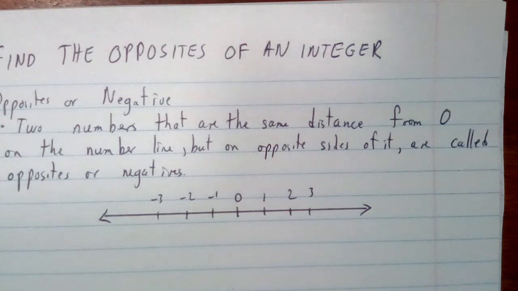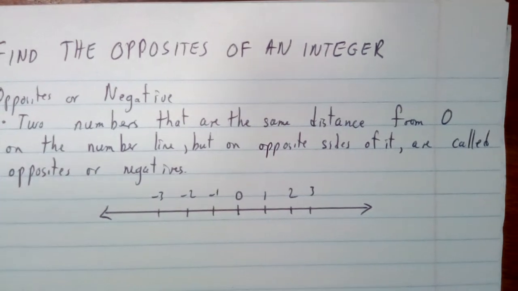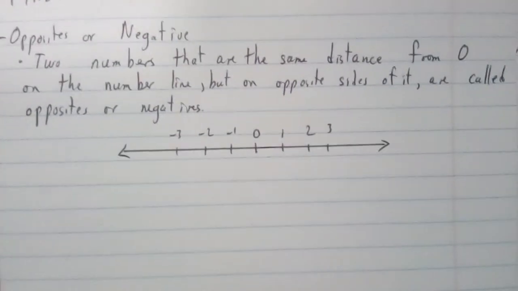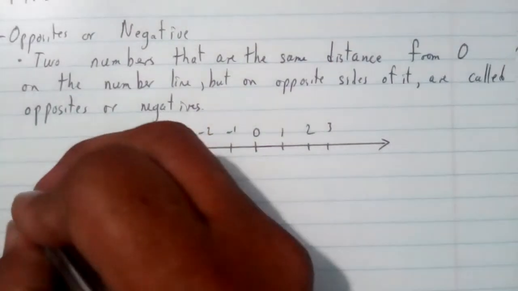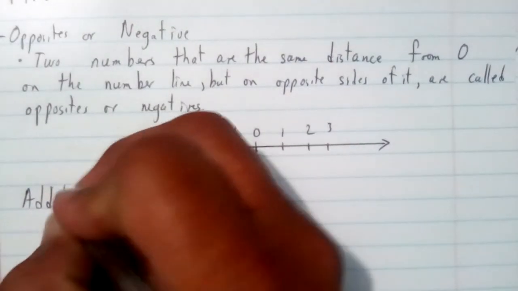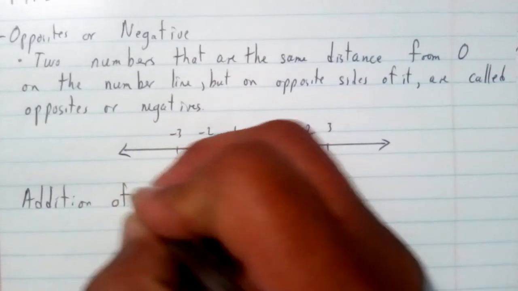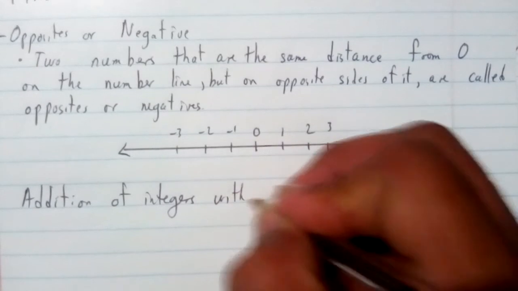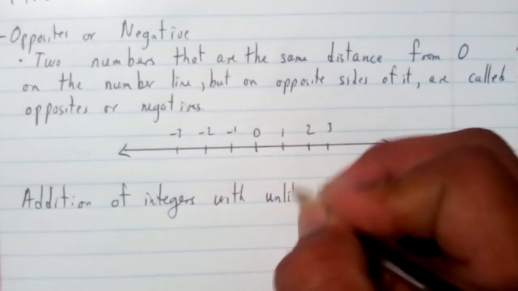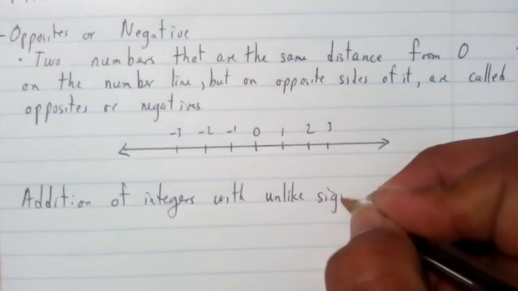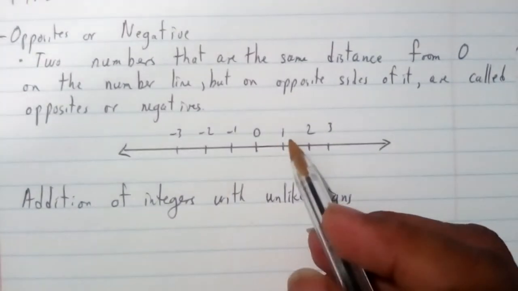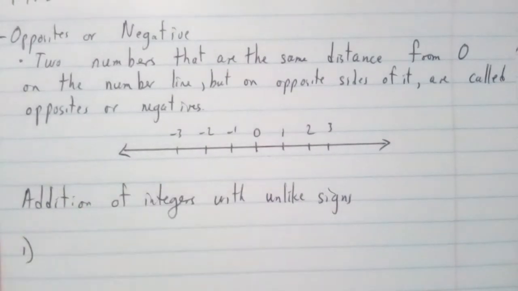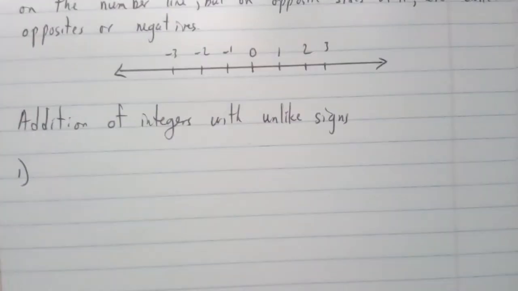Okay, so how do we do this? So we're going to use this approach and then add the numbers. So, addition of integers with unlike signs. What do we mean by unlike signs? It means that one of them is positive and one of them is negative. Okay, so for our first example, to explain how we add integers, it is as follows.